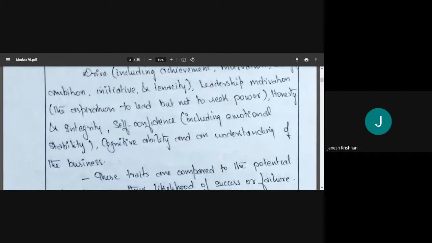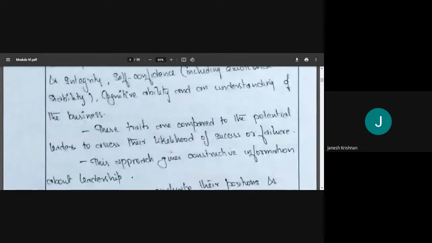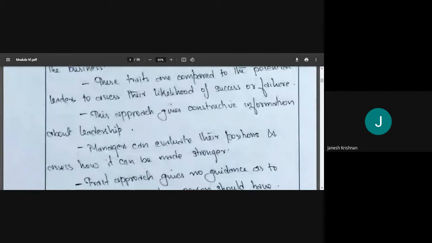So these traits are compared against potential leaders to assess their likelihood of success or failure. This approach gives information about the leader. If we know this person has these traits, then the probability of success is higher. That gives you an idea. The managers can evaluate their positions and assess how they can be made stronger.